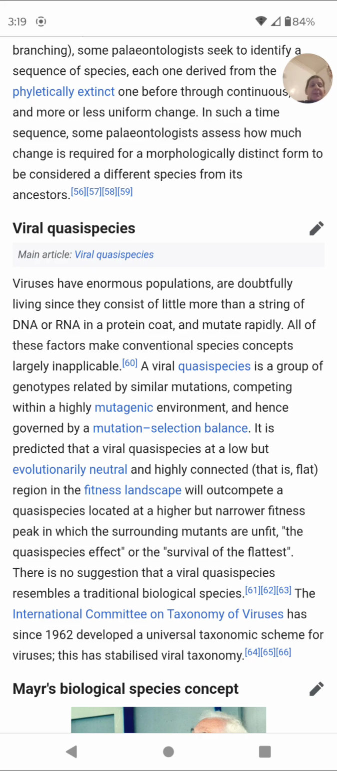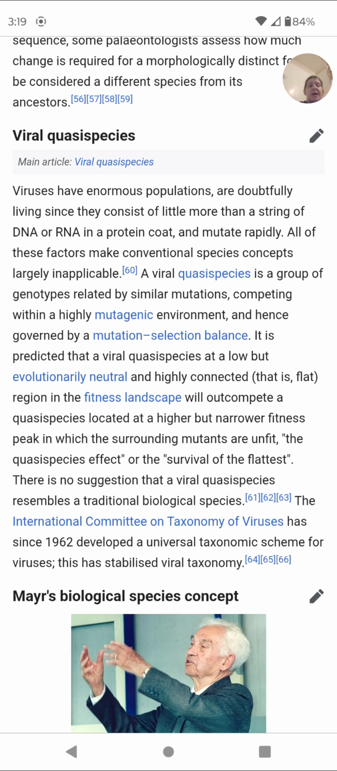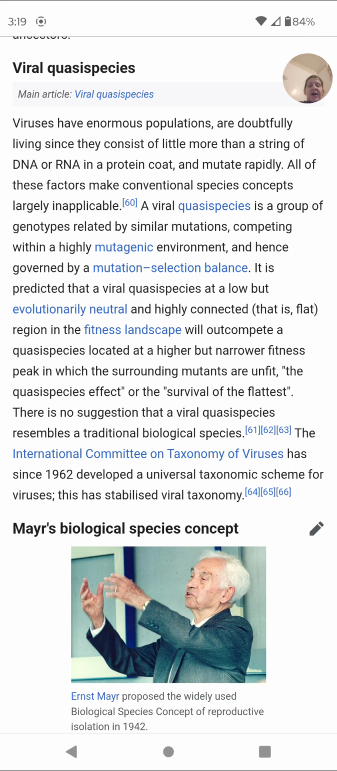A viral quasispecies is a group of genotypes related by similar mutations, competing within a highly mutagenic environment, and hence governed by a mutation-selection balance. It is predicted that a viral quasispecies at a low but evolutionarily neutral and highly connected, that is flat, region in the fitness landscape will outcompete a quasispecies located at a higher but narrower fitness peak, in which the surrounding mutants are unfit. This is the quasispecies effect, or the survival of the flattest.